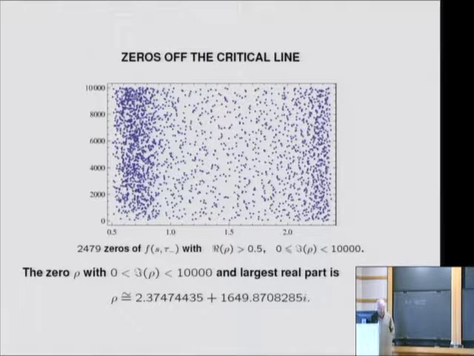Up to 10,000, I computed 2,479 zeros with a real part greater than 0.5. The largest real part is fairly far away, 2.374 and something. So if I had plotted the zeros on the critical line, which I didn't, from 1.5 on, just inside here, you will see a line without holes. You will see thousands of zeros. There are 2,000 zeros off the line, but on the line the number of zeros is, I forgot how many, 6,000, 7,000. You will see just a solid line because the zeros are just dots with a certain thickness.